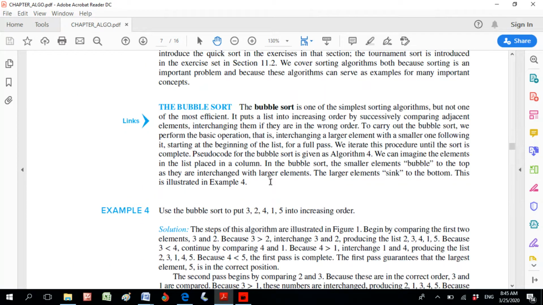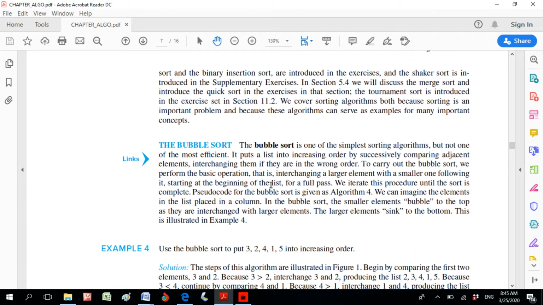So to give you an idea, what is bubble sort? It is one of the simplest sorting algorithms as said on the text. There's a reason why it's called bubble sort, but I'll defer the explanation as we go along the given examples.